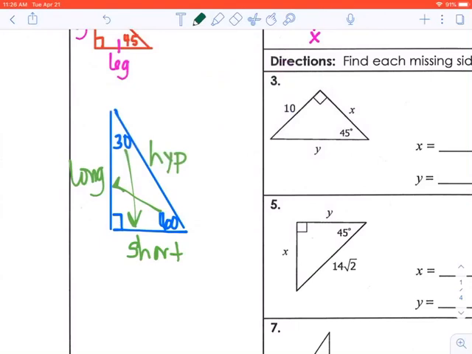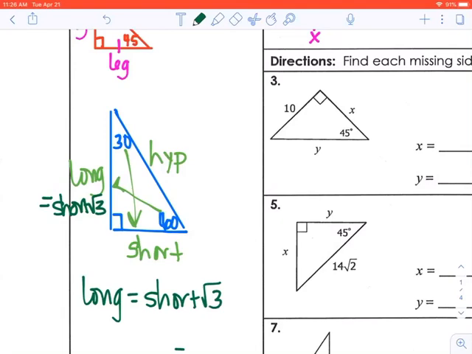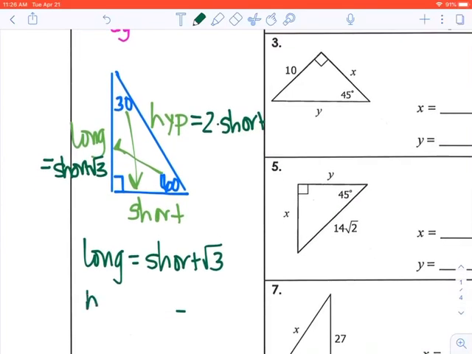And it goes that the long leg is always equal to the short leg times the square root of 3. Okay? So it's the short times the square root of 3. So long is equal to the short leg times the square root of 3. Okay? Then the hypotenuse will always be 2 times the short leg. The short leg will just be the short leg, whatever that value is. Okay? And we can find the long and the hypotenuse based on that short leg.